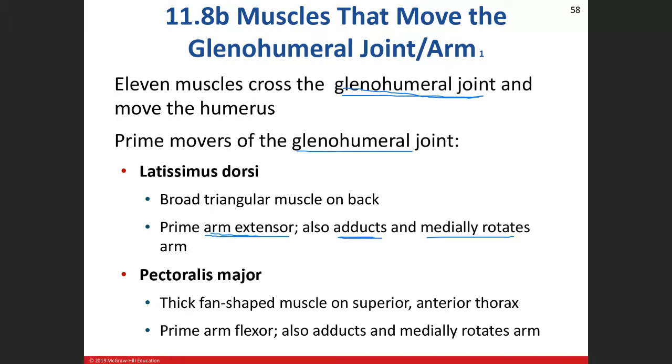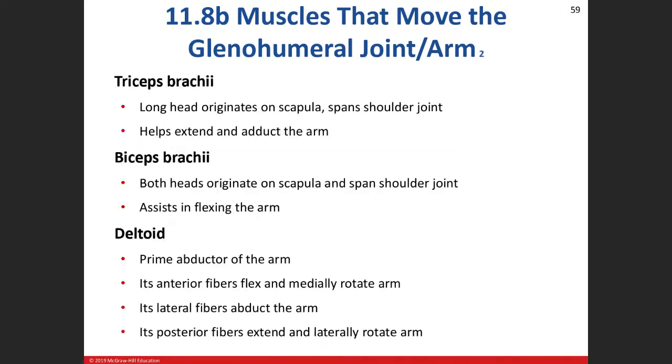Pectoralis major, again, will help with arm flexion, so we're going to be bringing the arm forward. It also adducts, and it also medially rotates, just like latissimus dorsi. And the interesting thing is, latissimus dorsi and pectoralis major both have very similar insertion points onto the humerus. One inserts just medial to the long head of the biceps brachii muscle, and the other one will go lateral to the tendon of the long head of the biceps brachii muscle. You can see they're very similar, except latissimus dorsi is going to extend the arm, while pectoralis major is going to flex the arm.